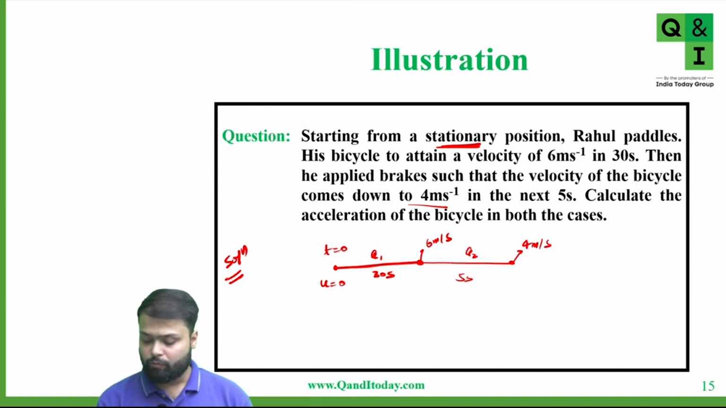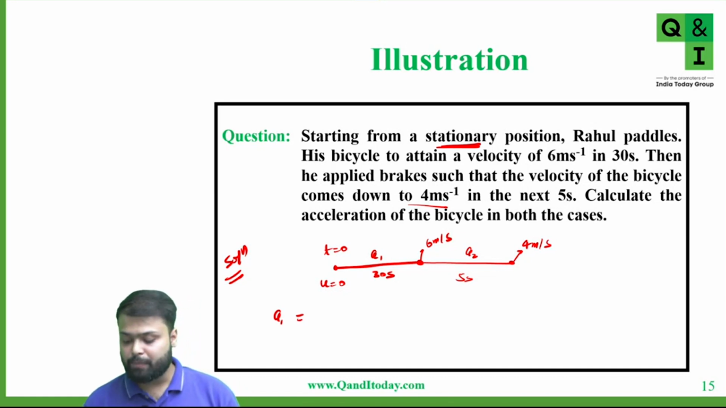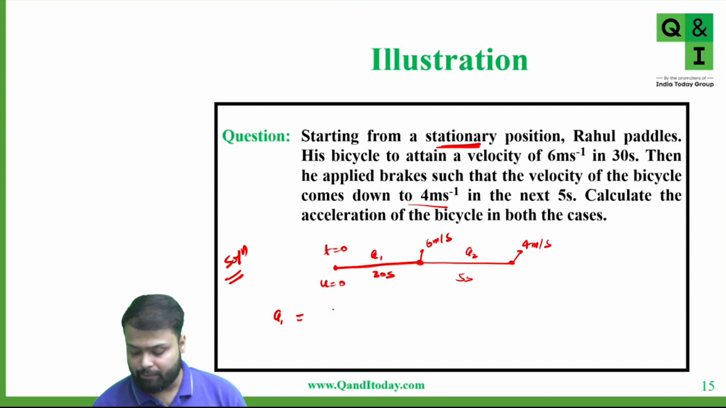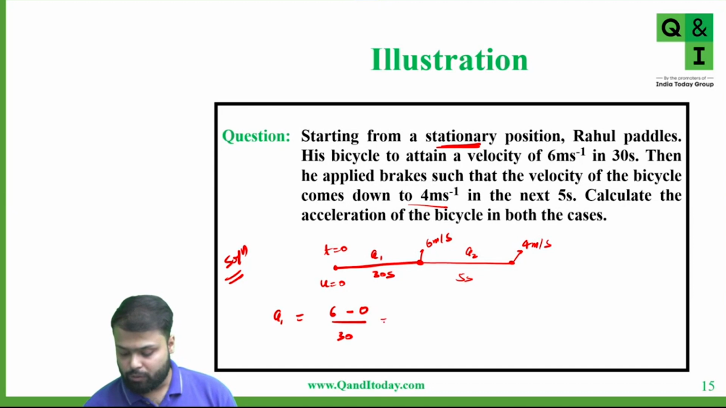Okay. So for the first case, that is a1, is change in velocity. So after 30 seconds, speed is 6 meter per second. So we can say that final speed is 6, initial speed is 0, and time taken by the body is 30 seconds. So the acceleration for the first case is 6 by 30 meter per second square, which is 1 by 5 meter per second square.